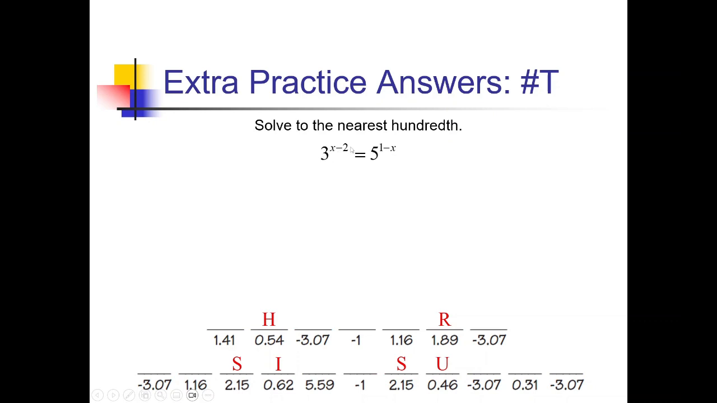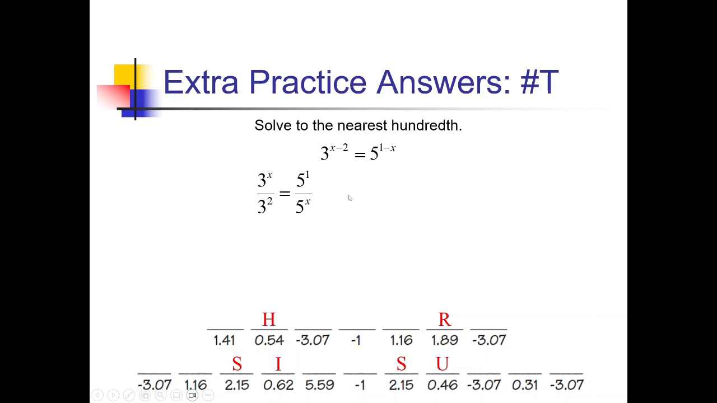Since I have a negative in here, since I have subtraction, that means I have to turn this into division. I'll have to write this as 3 to the x divided by 3 squared. Because if I were to divide these bases, I would subtract the exponents and get this x minus 2. I'm going to do the same thing over here. I'm going to write this as 5 to the 1 divided by 5 to the x.